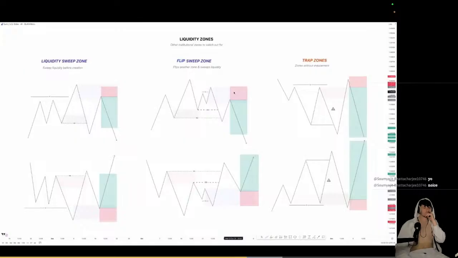It increases the probability of that zone actually working out, all right? And price actually respecting that zone. So next is your trap zone. Now, a trap zone is basically a zone without inducement.